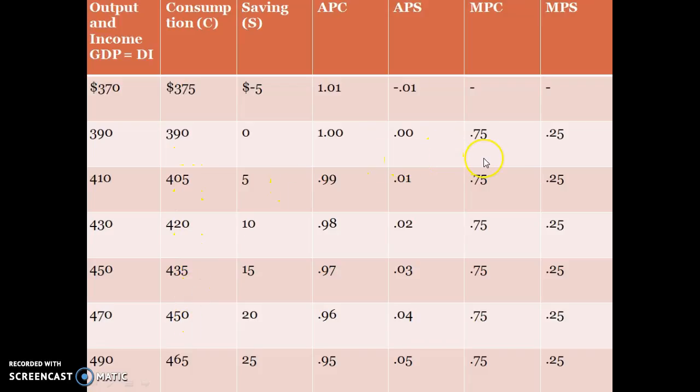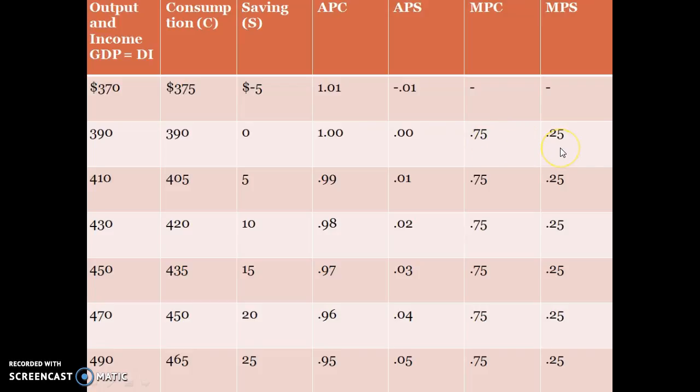So how do they come up with this? With marginal propensity to consume, we take a change in consumption divided by a change in disposable income. In this case, our change in consumption is 15, and we divide that 15 by our change in disposable income, which is 20. 15 divided by 20 is 0.75.